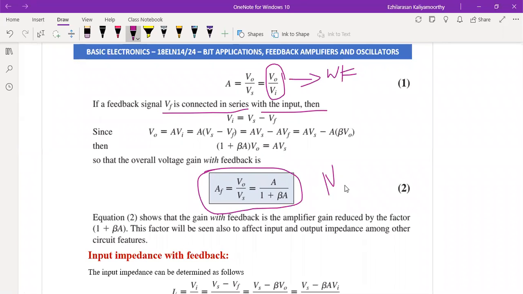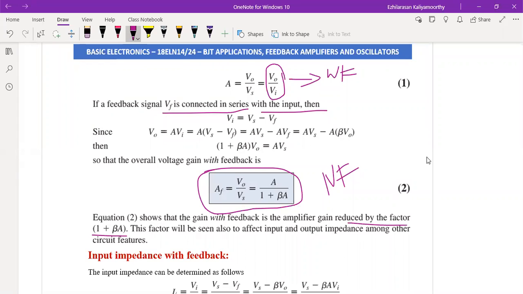It is a negative feedback, but the overall voltage gain with the feedback is AF, that is the feedback gain. AF shows the gain with the feedback amplifier, which is reduced by a factor of 1 plus beta A. Now, which one is the feedback amplifier gain? That is AF. That will be reduced by the factor of 1 plus beta A.